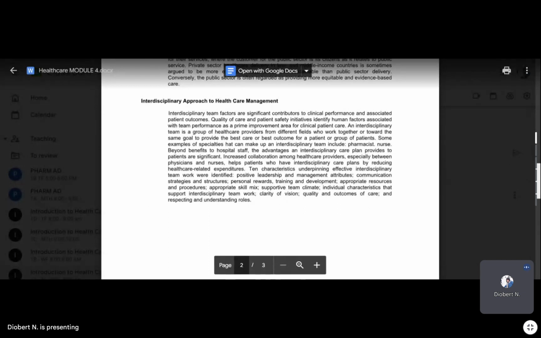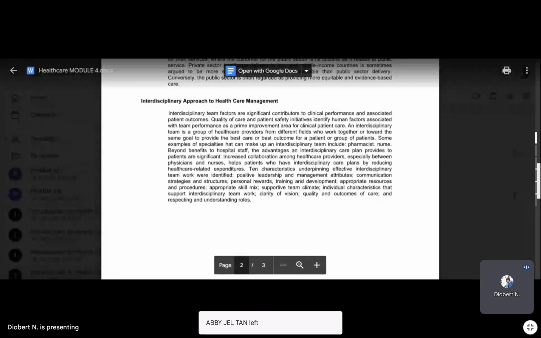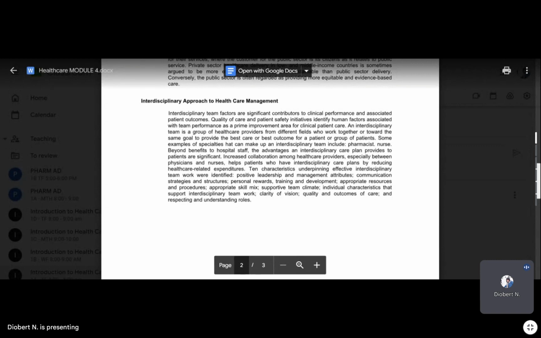Individual characteristics that support interdisciplinary teamwork: he or she is dedicated, mura ginana, no? And clarity of vision. He has the goal, no? He envisioned that after 2 hours, this patient will be revived, mura ginana ba? Then quality and outcomes of care, and respecting and understanding roles, no?